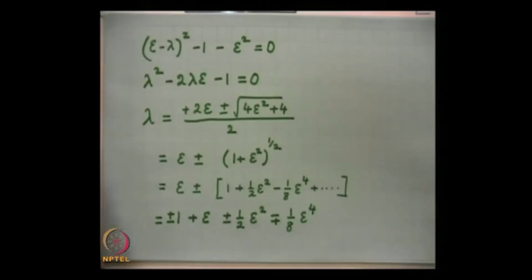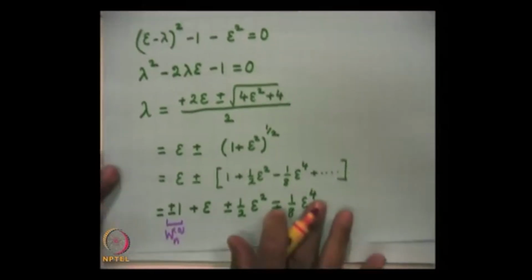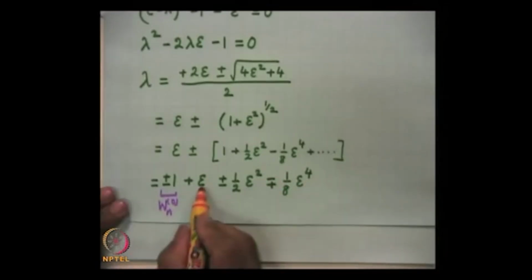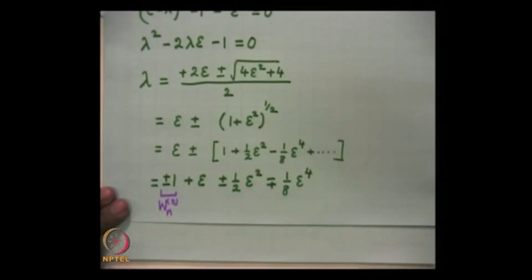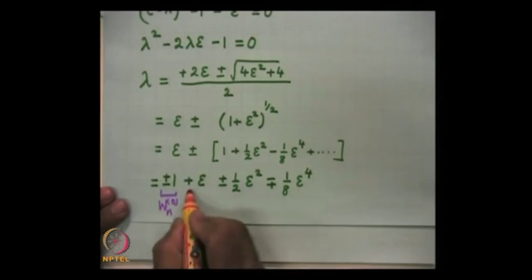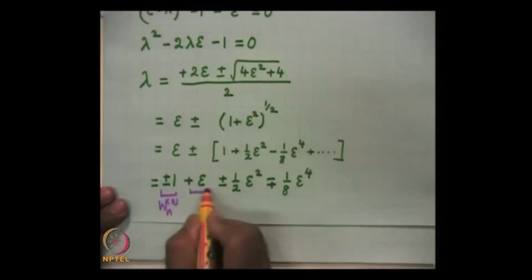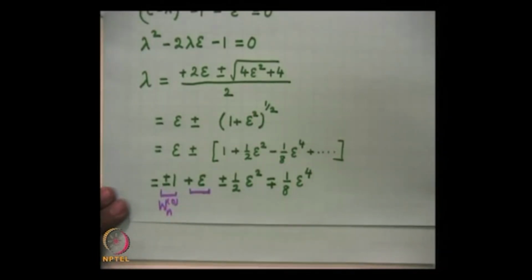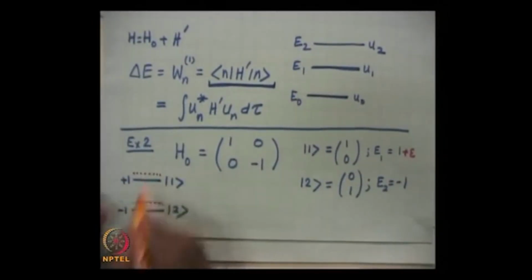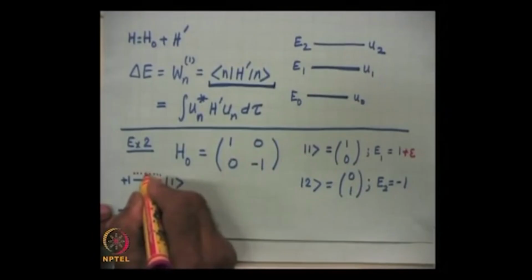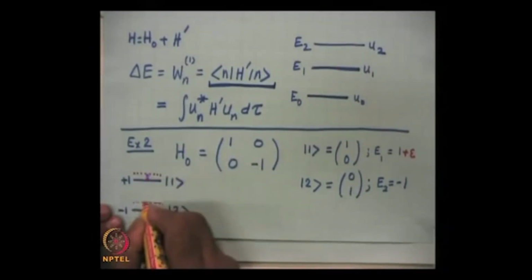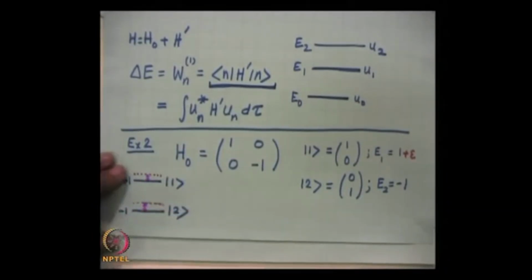So, please see this, that this is W n 0, the unperturbed eigenvalue, for epsilon going to 0. The first order perturbation is the same for both states, and this is what we had obtained here also. This was 1 plus epsilon, this was minus 1 plus epsilon. This is the first order perturbation.